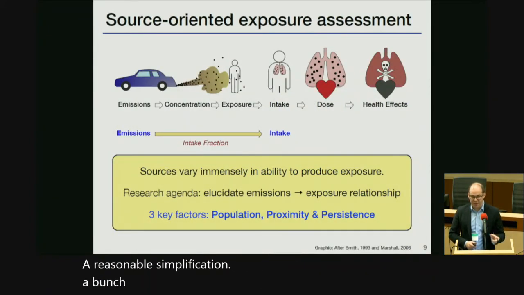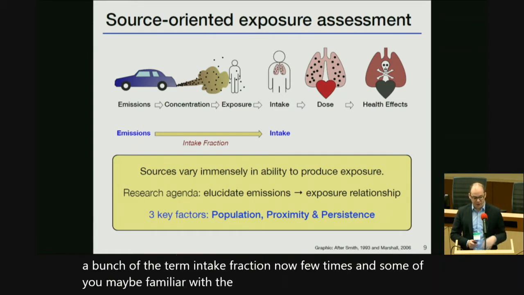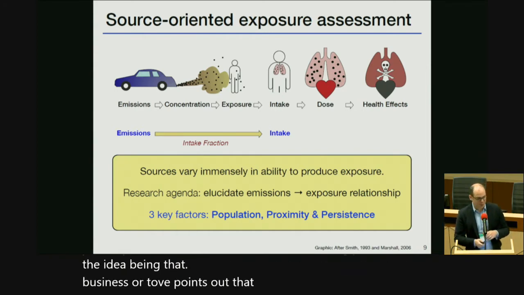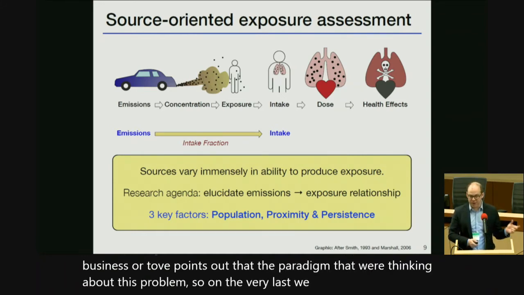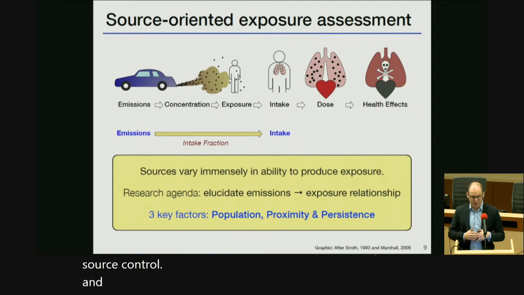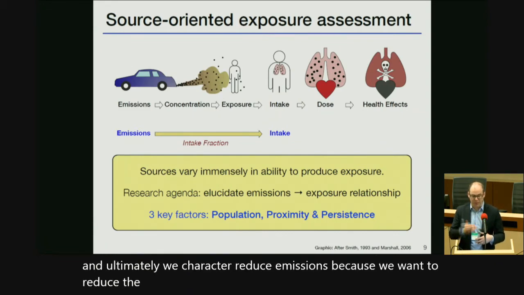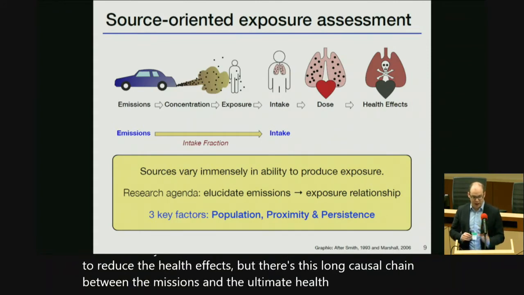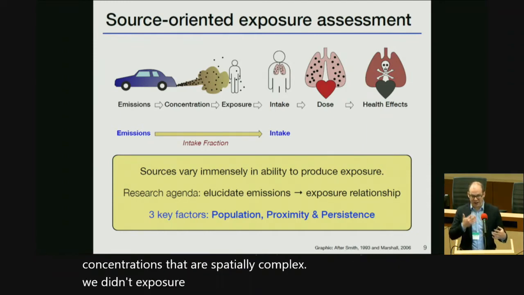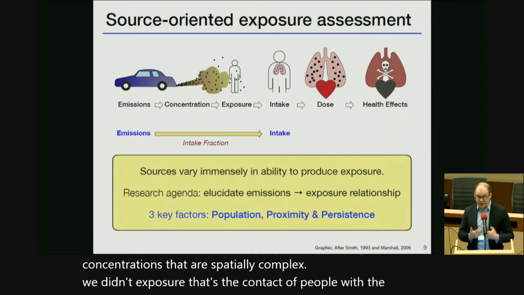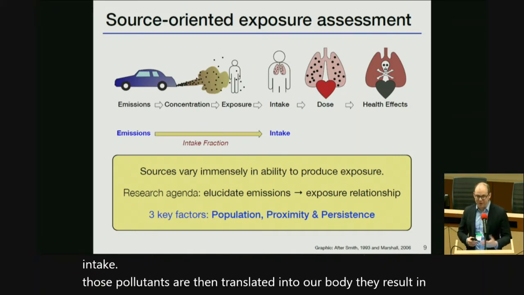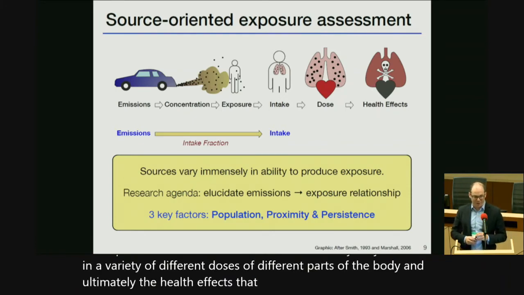I've mentioned this term intake fraction now a few times, and some of you may be familiar with the cartoon I'm showing you here, with the idea being that this sort of points out the paradigm that we're thinking about this problem in. So on the very left, we have emissions, and of course emissions are the most common point of regulation for source controls. And ultimately, we care to reduce emissions because we want to reduce the health effects. But there's this long causal chain between emissions and the ultimate health effects. Emissions lead to ambient concentrations. People move through fields of concentrations that are spatially complex, leading to exposure. That's the contact of people with the concentrations, and then the inhalation, intake of air pollution. Those pollutants are then translocated into our body. They result in a variety of different doses at different parts of our body, and ultimately the health effects that manifest as the undesirable things we want to control when we control air pollution.